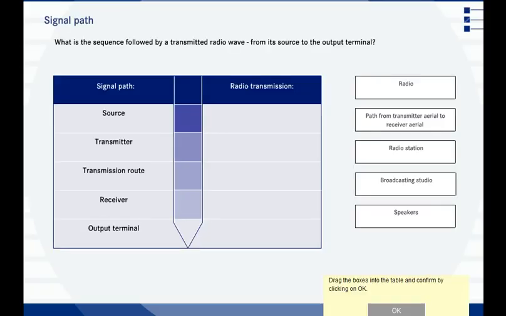How are the stations of a radio broadcast arranged from the source to the output terminal? Drag the boxes into the table and confirm with OK.